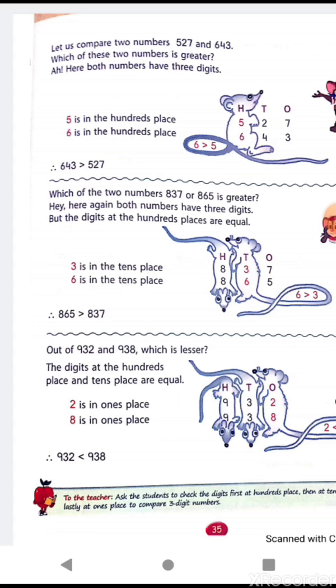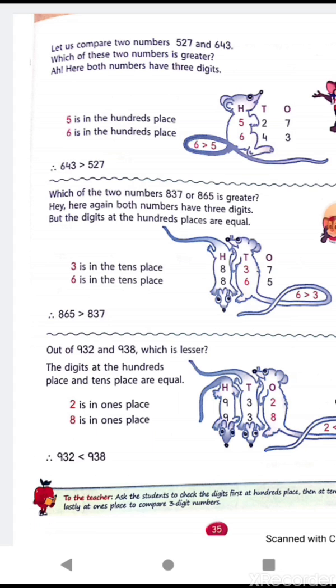Here both the numbers have 3 digits. So what do we do? Now both the numbers have 3 digits. That means both the numbers have 3 places, ones, tens and hundreds. So when both the numbers have an equal number of digits, equal number of places, then we start with the highest place. Here there are 3 places, ones, tens and hundreds. So hundreds is the highest place. So we first compare the digit at hundreds place, since hundreds is the highest place.